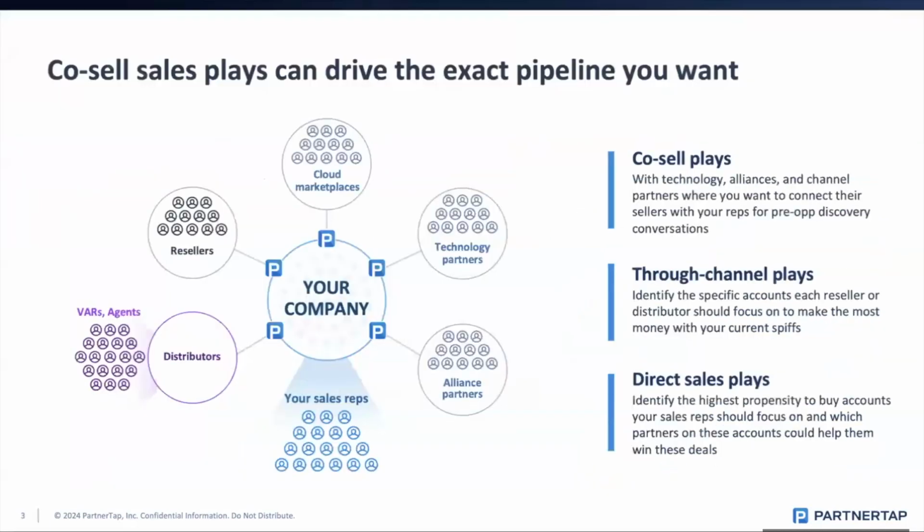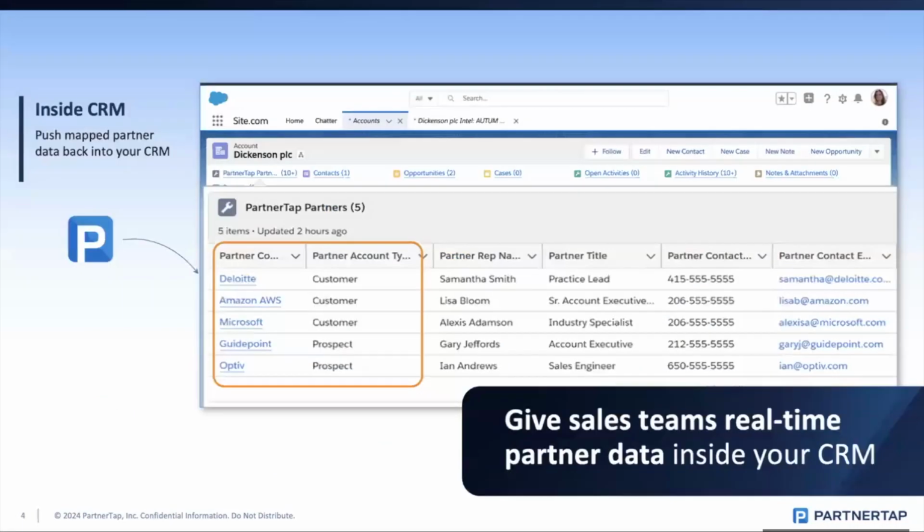Our solution is designed to work with all types of partners. This includes your alliance and technology partners that your direct sales reps already try to sell with today. This also includes cloud marketplace partners, resellers, and distributors that your prospects and customers may want to buy from. All this valuable data that you collect in PartnerTap can then be instantly pushed back into your CRM where your sales reps already work, making it easy for them to engage with partners that already have relationships on their accounts. With that, let's jump into the product so you can see it in action.